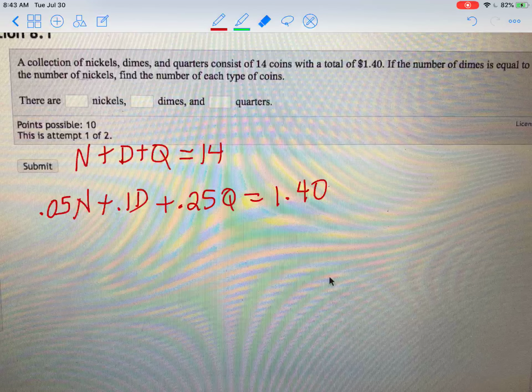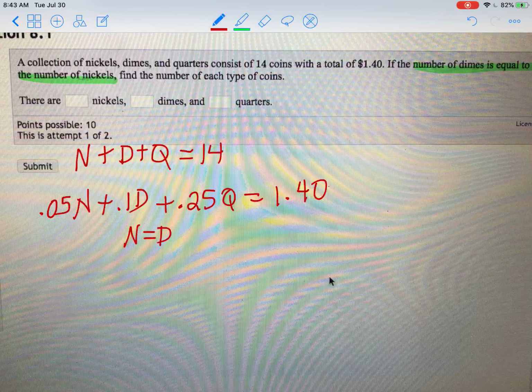Then another bit of information is that the number of dimes is equal to the number of nickels. So that's an easy one to set up. We say N equals D. So we're going to use these three equations to find the number of each type of coin.